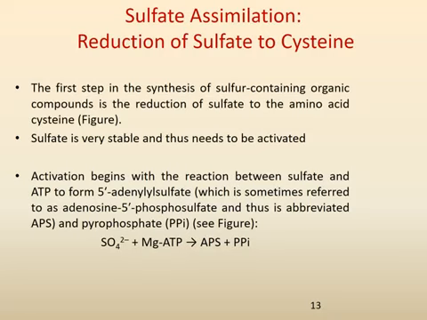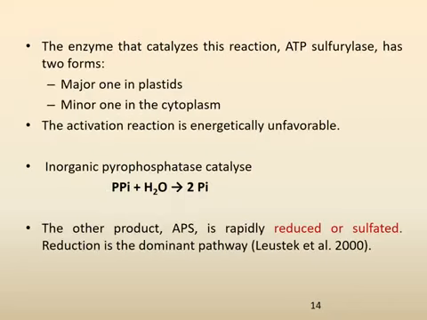adenosine 5' phosphosulfate or APS, and pyrophosphate PPi. The reaction is given below. Sulfate plus magnesium ATP give rise to APS and PPi. The enzyme that catalyzes this reaction, that is ATP sulfurylase, has two forms: the major one that is found in the plastids and the minor one which is found in the cytoplasm.